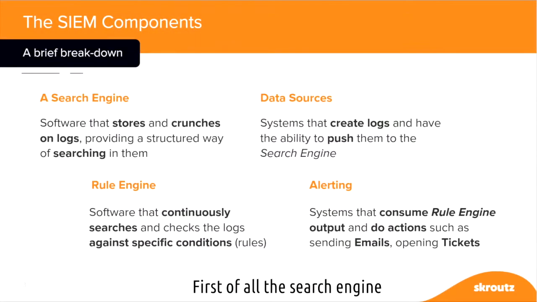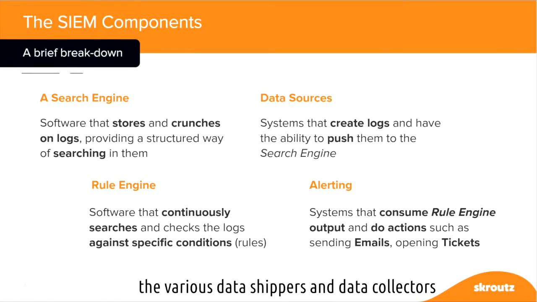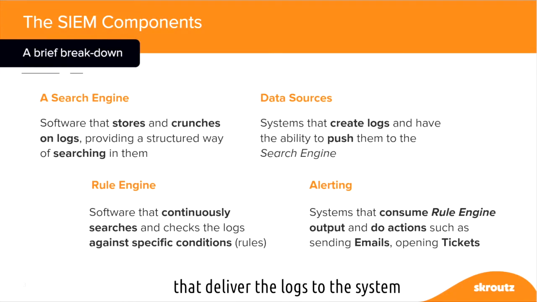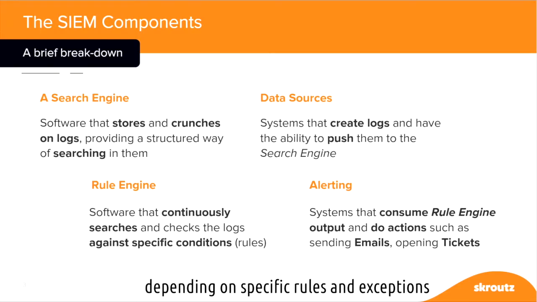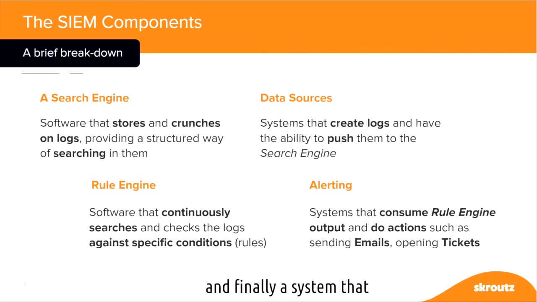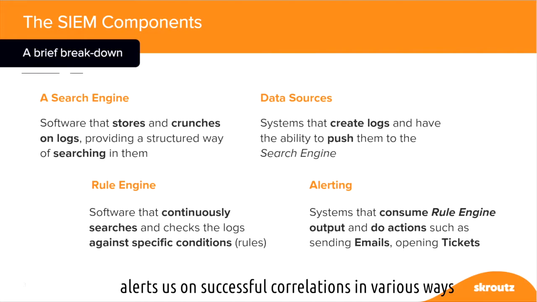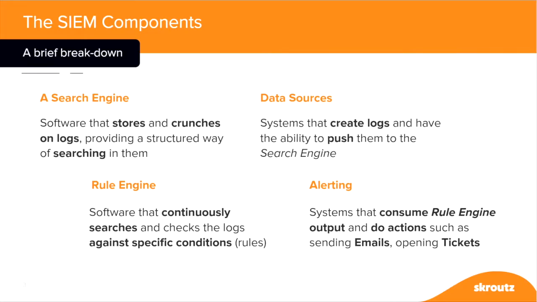First of all, the search engine that stores and searches the logs and generally does the heavy lifting. The various data shippers and other collectors that deliver the logs to the system. An engine that does log correlations depending on specific rules and exceptions. And finally, a system that alerts us on successful correlations in various ways, like emails or Slack or whatever.